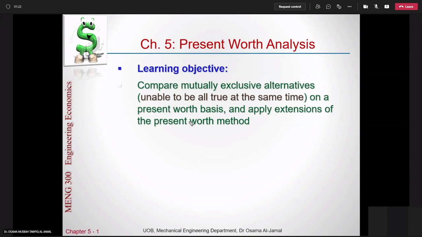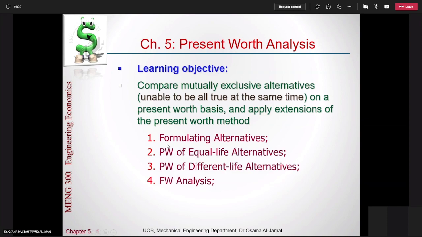Straightforward. What we'll cover today, inshallah, is formulating the alternatives. Then we'll go with the present worth of equal life alternatives, of the same life. We'll see why to go only for that equal life. Then the present worth of different life alternatives. We'll start with this to see the different ways we have. We'll continue with it inshallah next lecture.